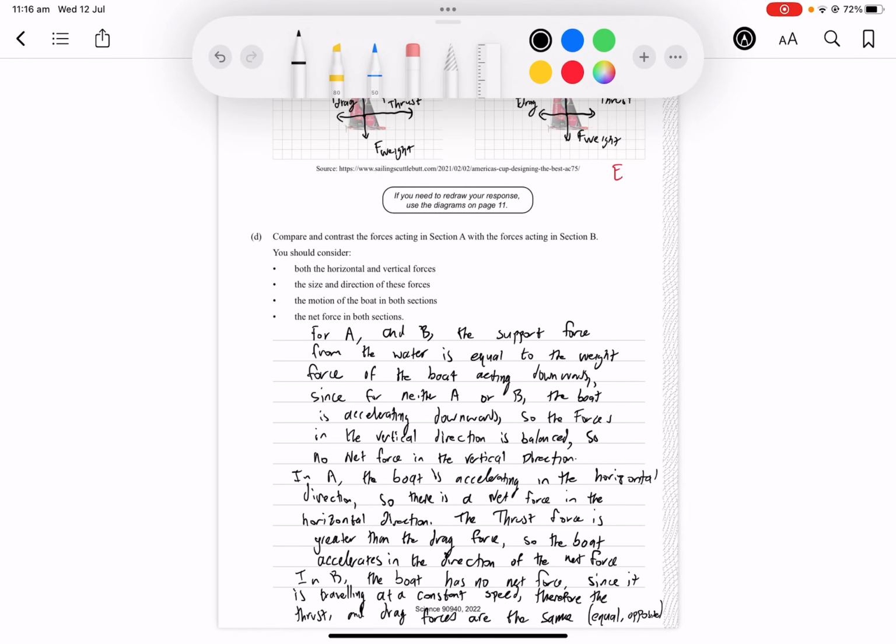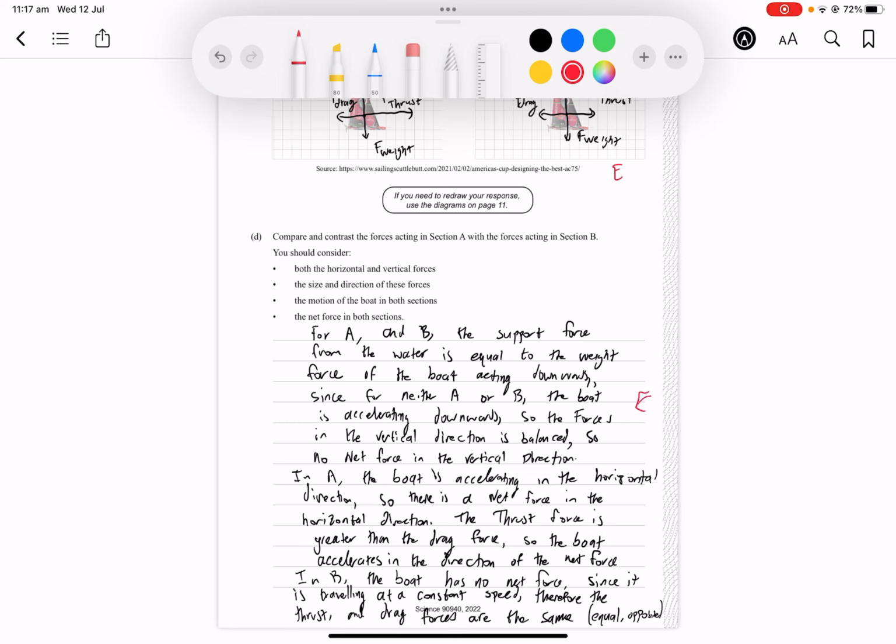Okay, so we've considered the net forces, the motion of the boat, the size and direction of the forces, and both horizontal and vertical for sections A and B. This is an excellence level question. If you can link the net force horizontally to the velocity and the acceleration for section A, and link the balanced upwards and downwards forces so the boat is not accelerating in the vertical direction, that's an excellence if you can get those points there.